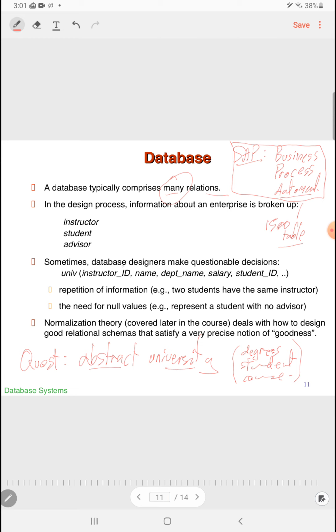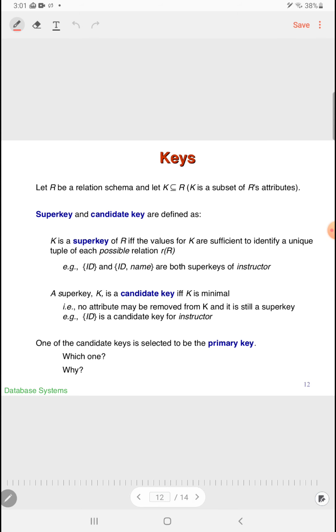Okay, database designers may make questionable decisions which result in repetition of information or the need for null values. We will deal with this later in the course, okay? Suffice it to say, there are badly designed databases. There are databases that don't conform to normalization theory, but they're not necessarily badly designed. This is a complicated area.